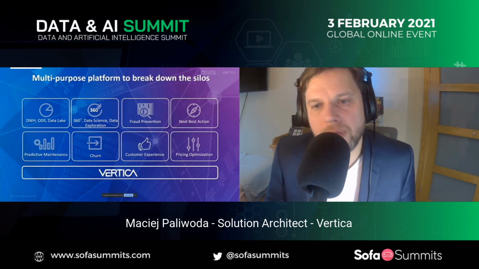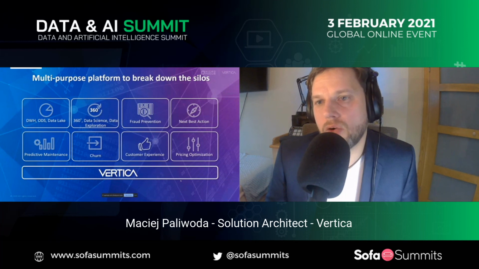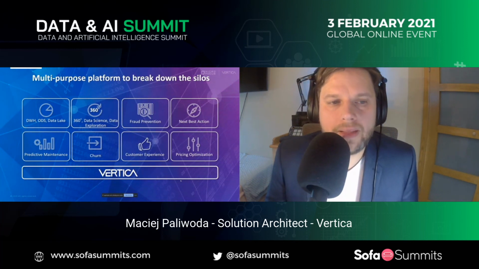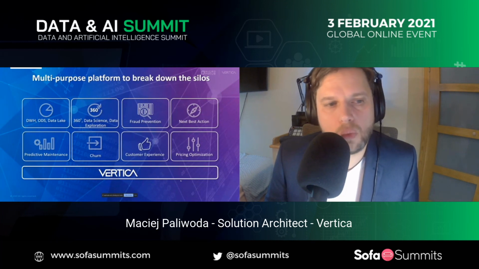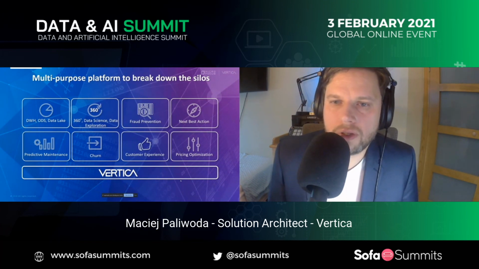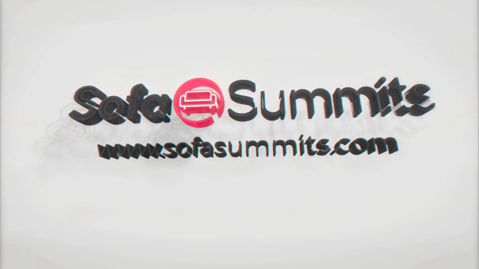For predictive maintenance, Philips is an excellent example, where they have zero unplanned downtime thanks to predictive maintenance with Vertica. Or Uber, which is analyzing customer experience. For example, they are analyzing how much time a passenger spends waiting for the driver to come in a specific region, so they can adjust their recommendation algorithms for the drivers.